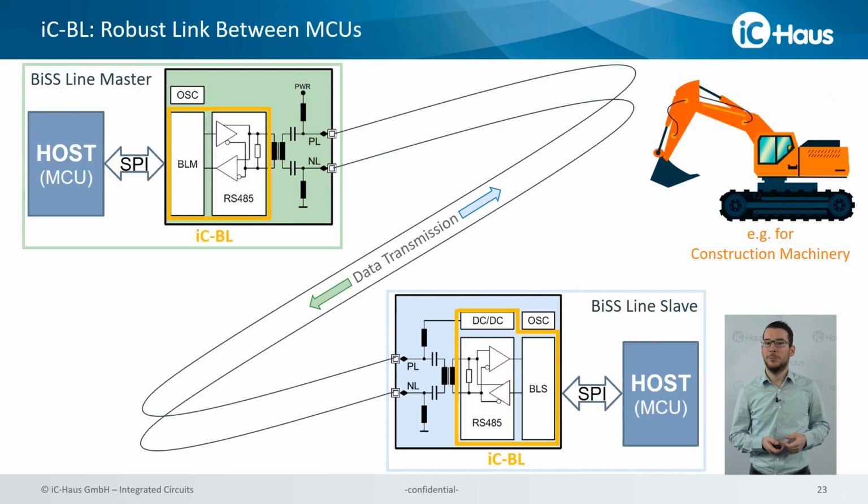Now let's think a bit out of the box. So although BiSS Line has been designed according to the BiSS protocol and to comply with all of its features, you can actually use BiSS Line without using the BiSS protocol. And that's what we've done here. We have a host microcontroller in the master device and a host microcontroller in the slave device, and we can transmit data from both microcontrollers in each direction. So it is possible to transmit data from the BiSS Line master to the slave and backwards.